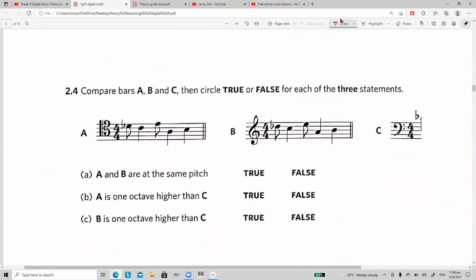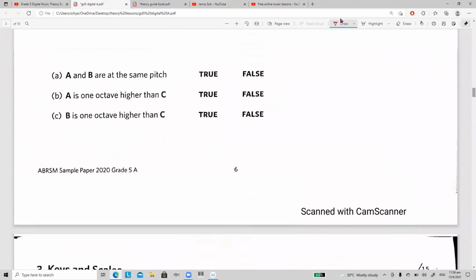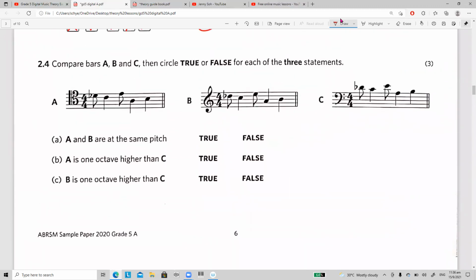Next, compare A, B, and C, and then circle true or false for each of the 3 statements. A and B are at the same pitch. Okay, for this question, first you need to find out where this note is in treble clef. I think using treble clef to compare the position is easier. So this is a middle C. C go up 1 step is D flat, which means on treble clef, your C is here.